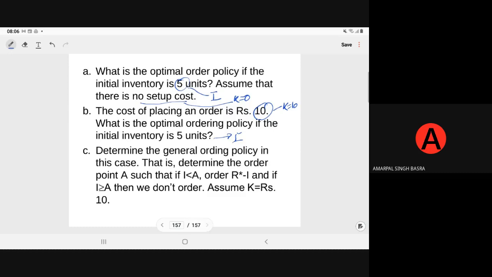That is, determine the ordering point A such that if I is less than A, initial inventory is less than A, then you have to order R star minus I. If I is greater than A, then we do not order. Assume K is equal to rupees 10.